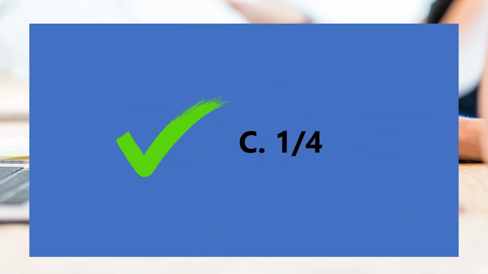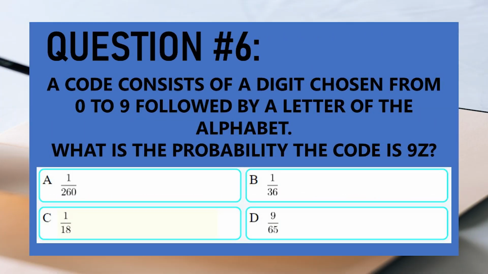And the correct answer is letter C, 1 over 4. Question number 6. A code consists of a digit chosen from 0 to 9 followed by a letter of the alphabet. What is the probability the code is 9Z? Letter A, 1 over 260, letter B, 1 over 36, letter C, 1 over 18, or letter D, 9 over 65.